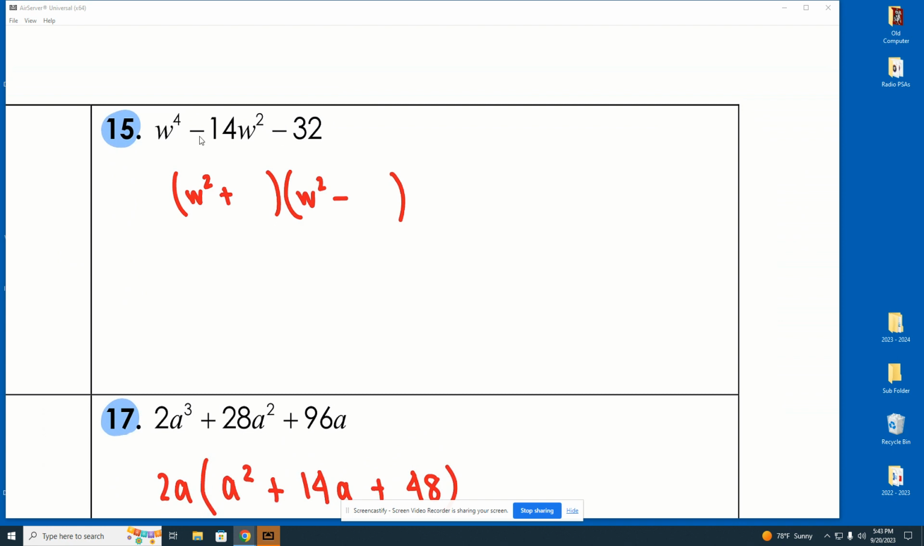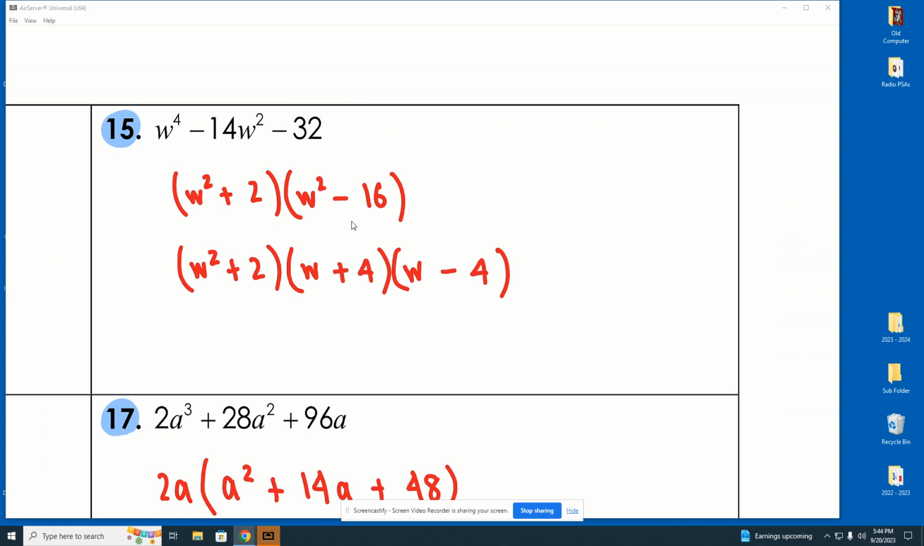Now, what sign wins the middle? Well, definitely 16. So 16 has to go with the minus and 2 has to go with the plus. Well, because I did that, W squared plus 2, that's done. Okay, that's a perfect square, but this is not. But W squared minus 16, that's difference of squares. So I'm going to take that down to two more binomials. Remember, W times W, 4 times 4, 1's plus, 1's minus, and that one is complete.